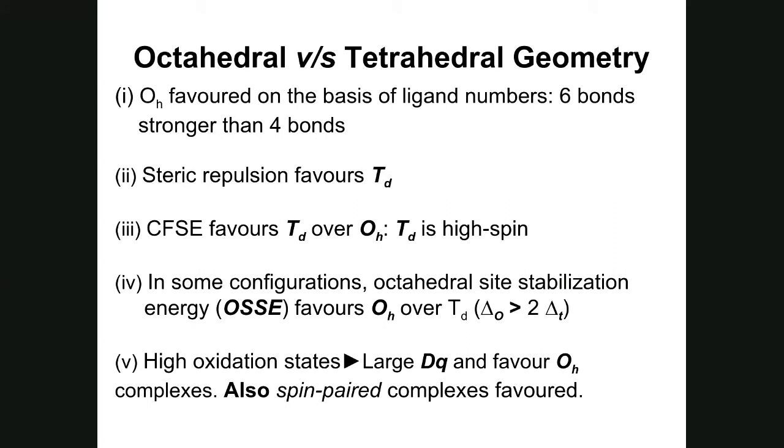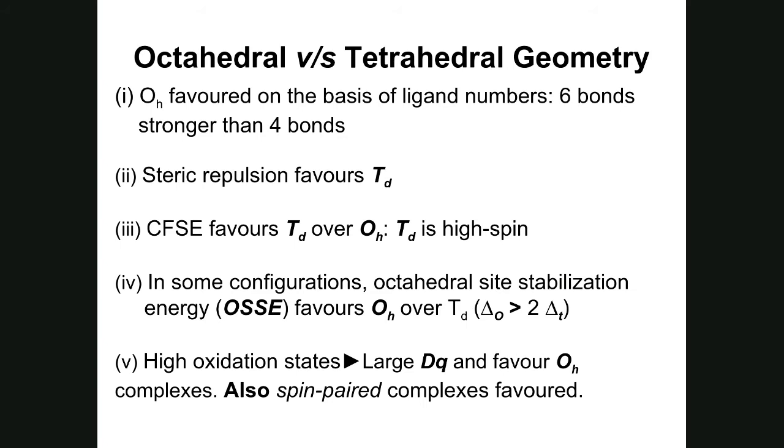And we have just seen in the previous splitting pattern that the splitting caused by 6 identical ligands on the same metal ion is twice the amount of splitting caused by 4 of those ligands on the same metal ion. So the splitting that you have in a tetrahedron is about half of what you have in the octahedron. So 4 ligands cause half the splitting that 6 ligands cause on the same metal ion.